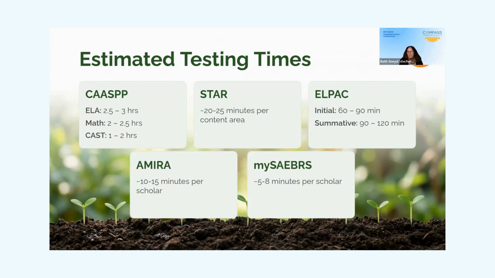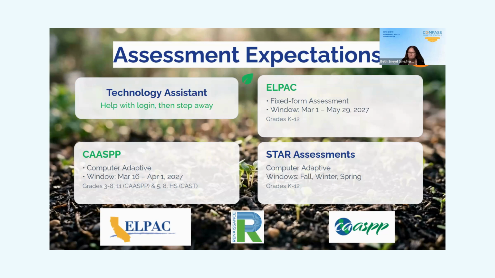The initial LPAC assessment is administered one-on-one with a trained administrator and takes approximately 60 minutes. Scholars may take as much time as needed to complete the assessment and answer each question. The summative LPAC is an annual assessment that can take up to 2 hours, but again, it's untimed and scholars may take the time necessary to complete their assessment. The LPAC contains 4 domains which can be administered separately and on different days as needed for the scholars or administrator's schedule. Amira takes approximately 10 to 15 minutes for scholars to complete, and MySavers takes less than 10 minutes to complete.